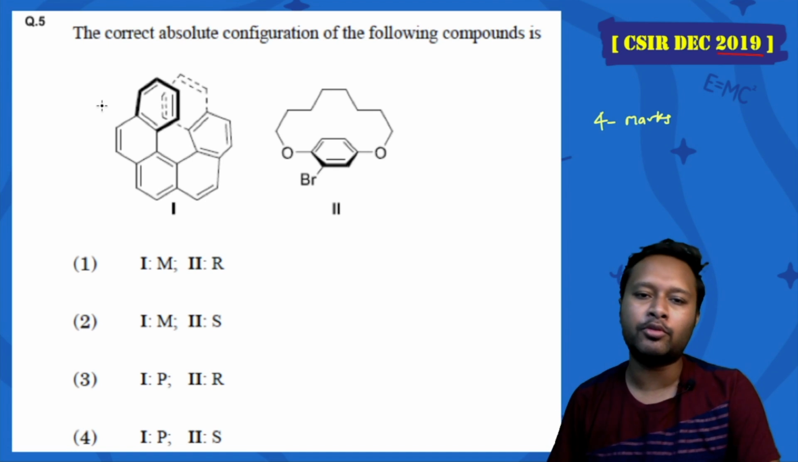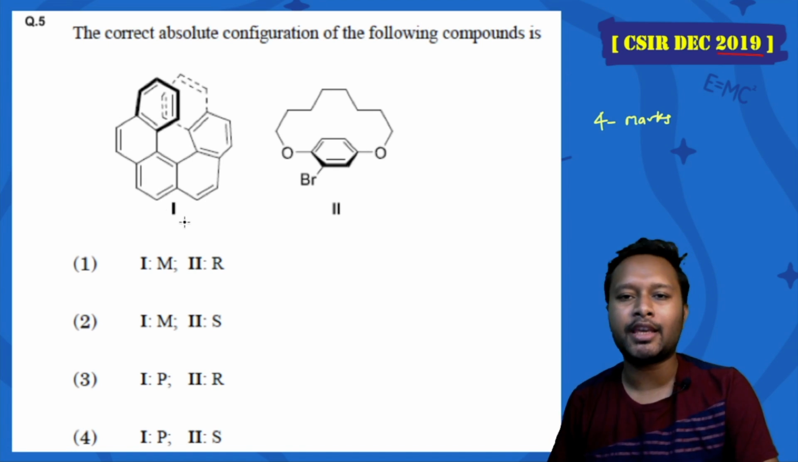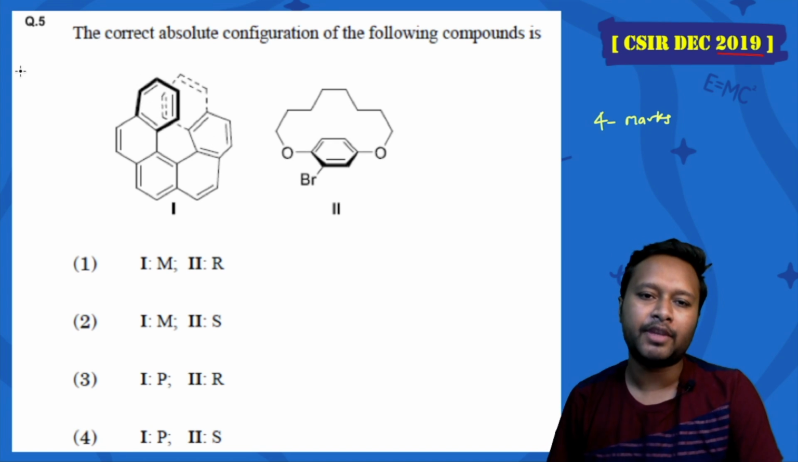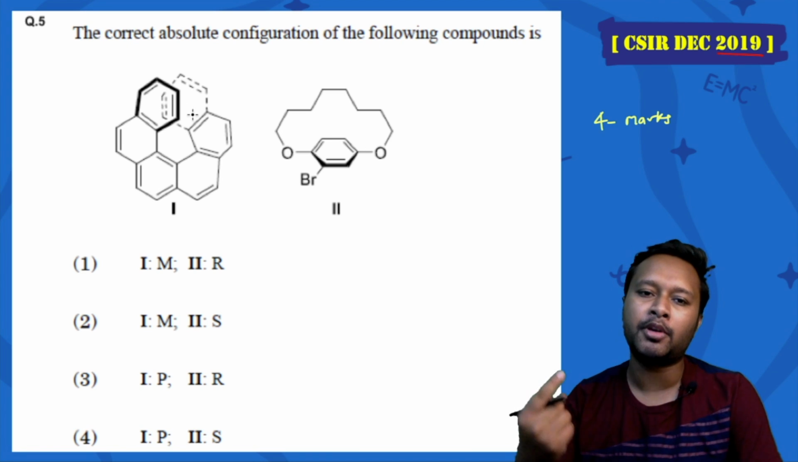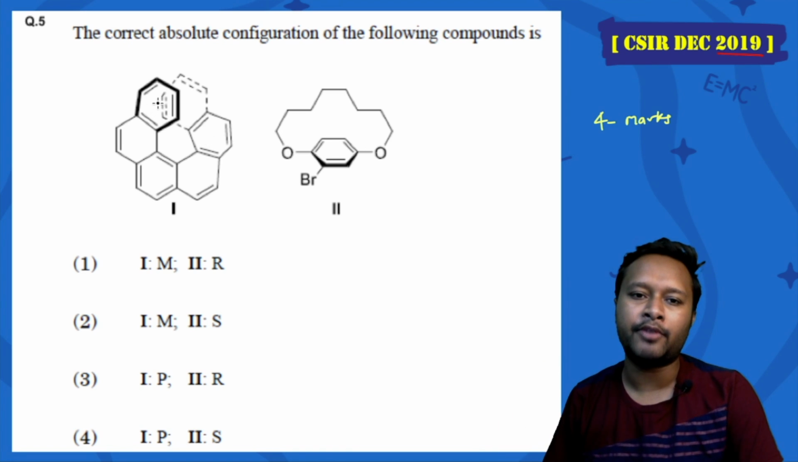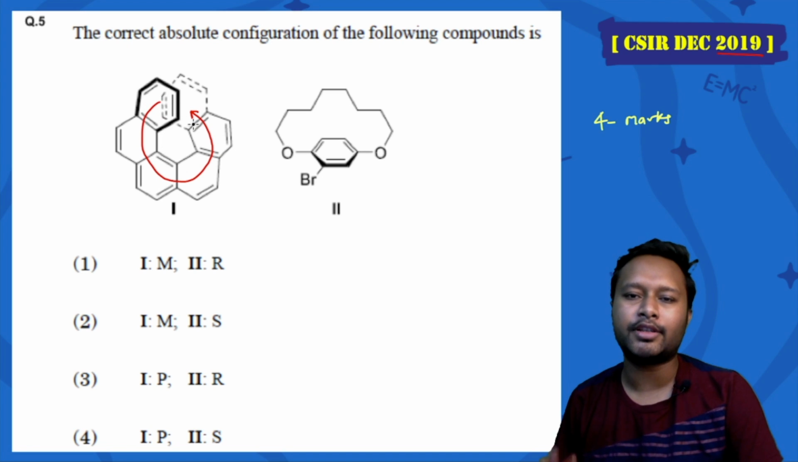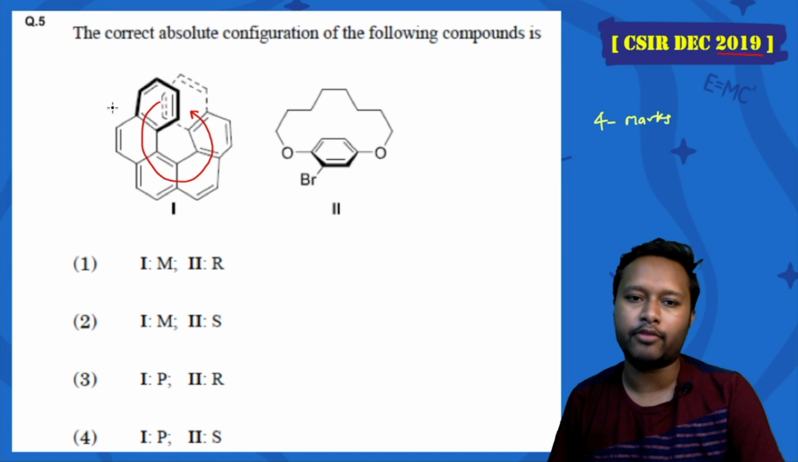The way we approach it is we have to start making an arrow from the group which is above the plane, and we have to go towards that particular ring which is below the plane. So start from the above group and go till the below group. If I do so, I will have something like this. My arrow will go in this direction. Now you just have to follow the direction of the arrow. The arrow goes in the anti-clockwise direction. So if it is anti-clockwise, that means you have to name it as M.